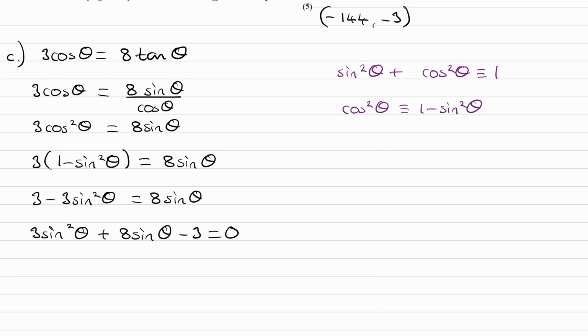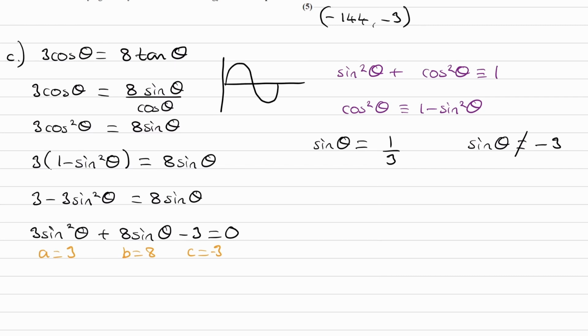Put this quadratic in our calculator, so a is 3, b is 8, c is minus 3. And we end up with sine theta is equal to 1/3, and sine theta is equal to minus 3. Sine theta can't equal minus 3 because for a sine graph, the highest value is 1, the lowest value is minus 1, so minus 3 is all the way down here somewhere. The sine graph will never cross minus 3. Okay, so we're left solving sine theta is equal to 1/3.